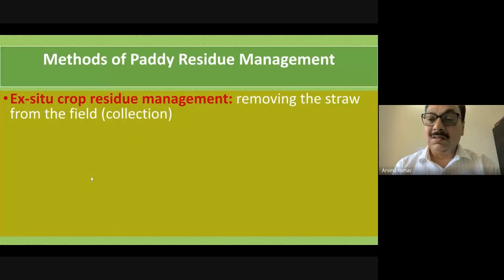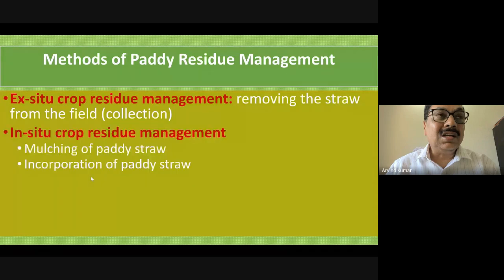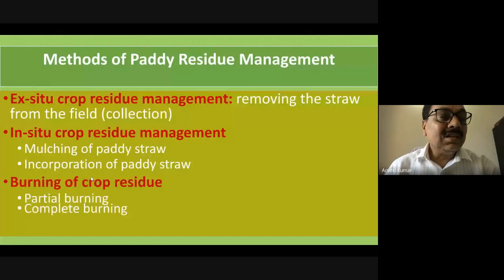There are various methods. This is actually from the field. The two methods: mulching of your next crop in the standing stubbles of paddy. Then the third option, the burning of crop residue. Farmers used to burn either partially or completely. Not all farmers, but some farmers find this solution easy for them, so they go for that one.